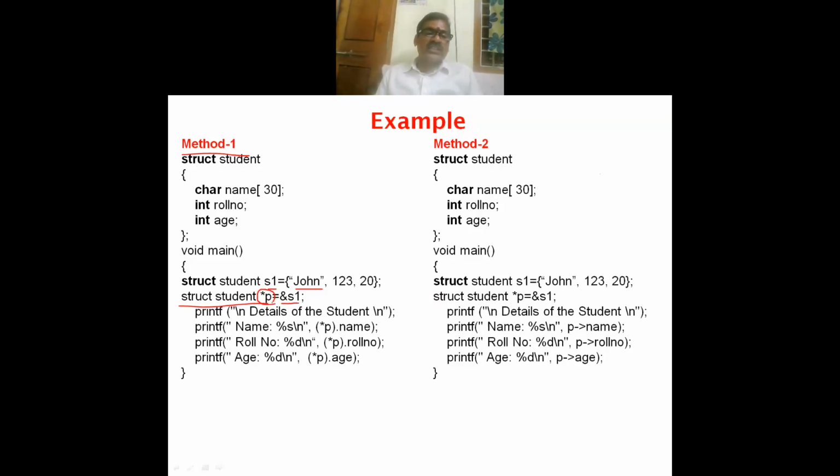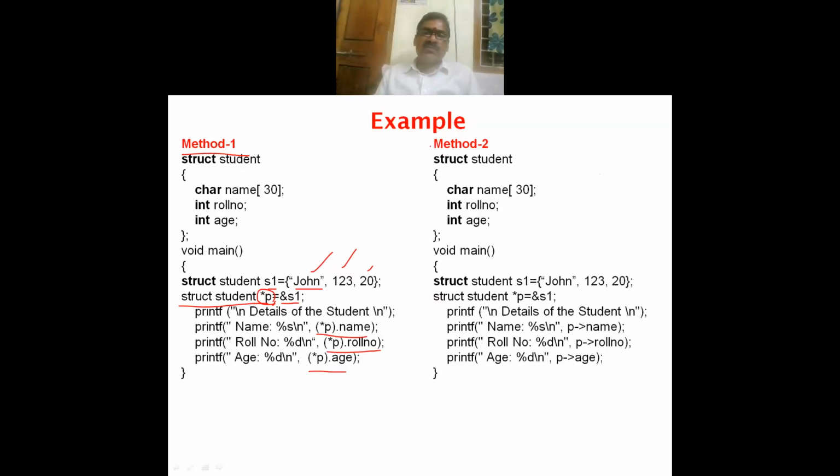Fine. So using this p variable, we want to access the members of this S1 structure. How can you access that? There are two ways of accessing here. We are making use of (*p).name, (*p).rollnumber, (*p).age. So this is the first method of accessing the members of the structure.